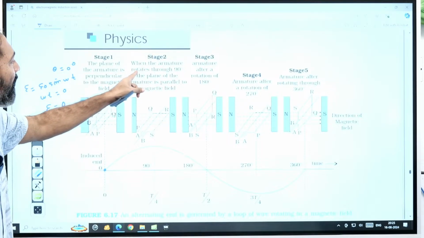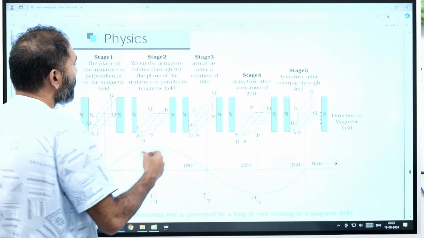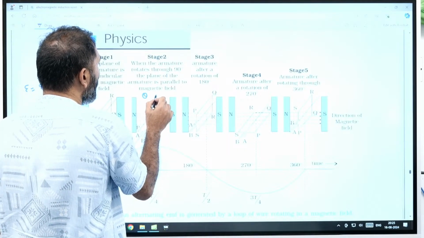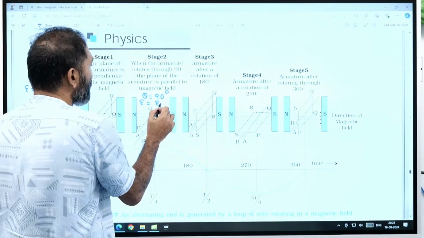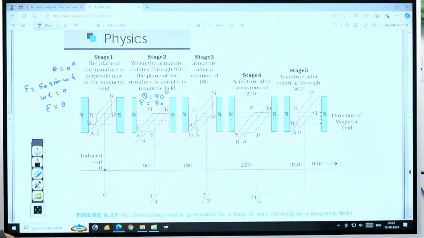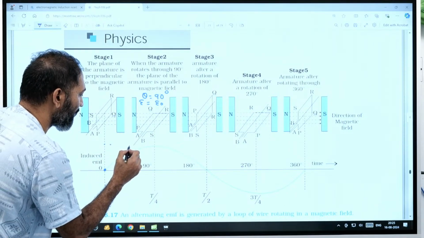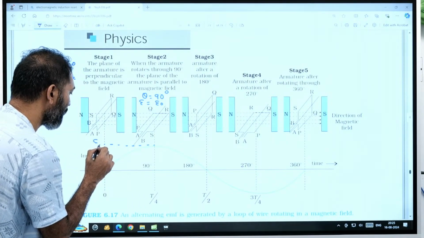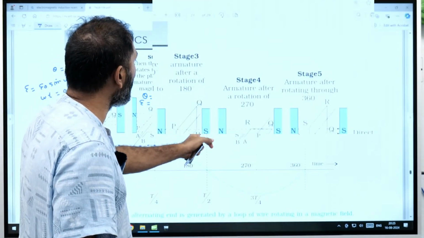When the armature rotates through 90 degree, the plane of the armature is parallel. If the plane is parallel, theta is 90 degree. So the induced EMF is maximum. It becomes E0. See, the maximum induced EMF is denoted by E0. Again it turns 90, so the total is 180.